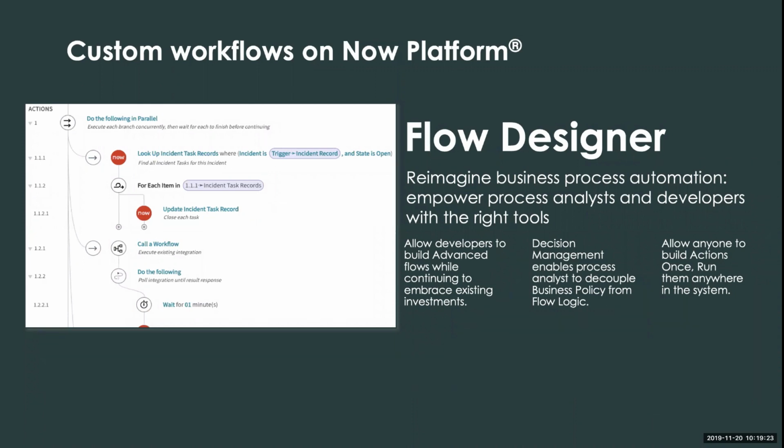So Flow Designer does everything that the workflow engine does, as well as much more complex workflow capability. For example, iterating through a list of records, right? You no longer have to write a script to do that. We have flow logic that will allow you to iterate through a list of records and do something to each one of those records. So something like a for loop is as easy as drag and drop for one of your business analysts to consume.